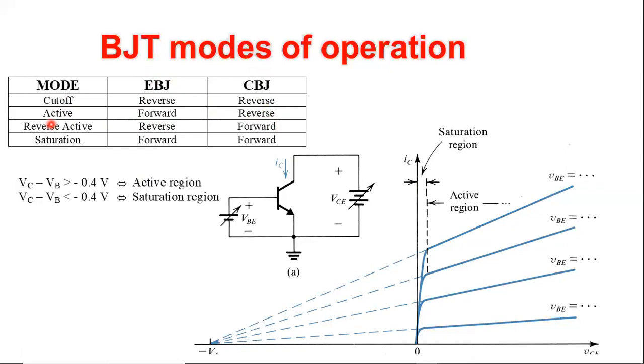This is the IV curve for a bipolar junction transistor. Now let's turn to the second part of this lecture, which is the Ebers-Moll bipolar junction transistor model.